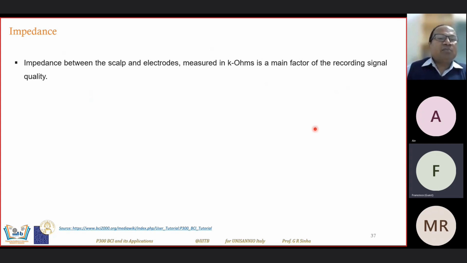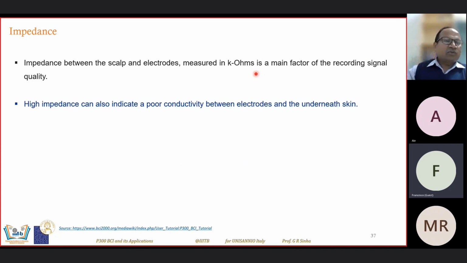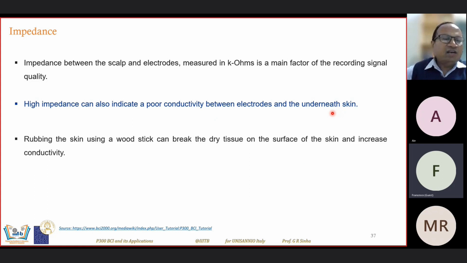Talking about impedance, he was also mentioning the impedance. Impedance between scalp and electrodes, measured in kilo ohms, is a main factor of recorded signal quality. There is an impedance between scalp and electrode that is measured in kilo ohms. You have seen in the example, it was some 130 kilo ohms. So he put the gel and then it was reduced. High impedance indicates poor conductivity between the electrodes and the underlying skin.